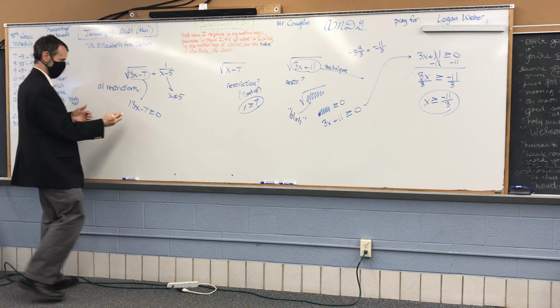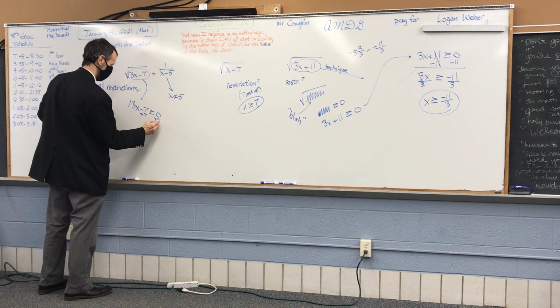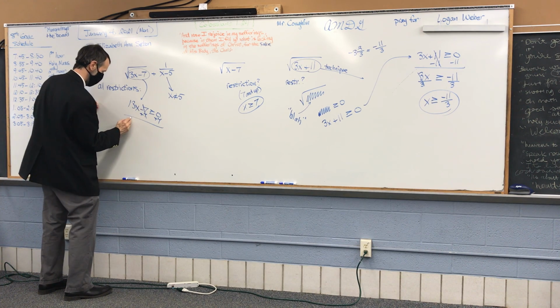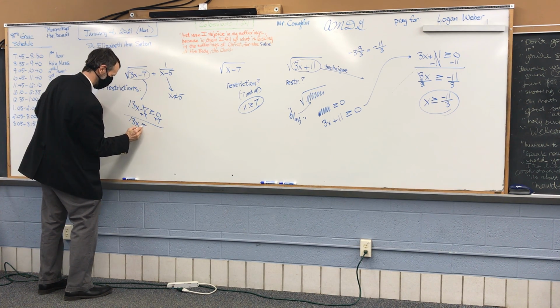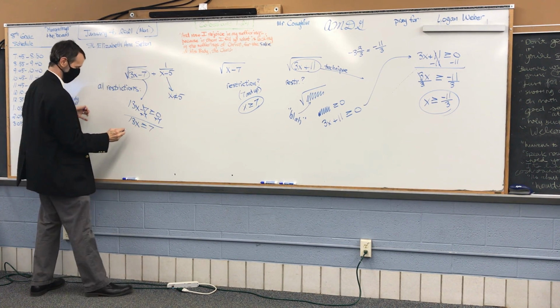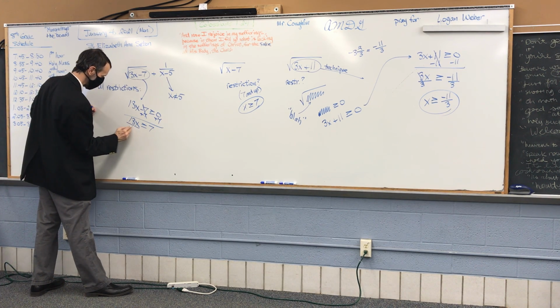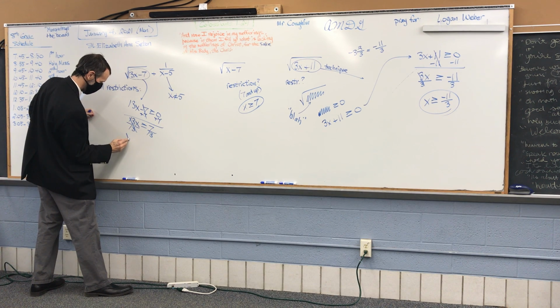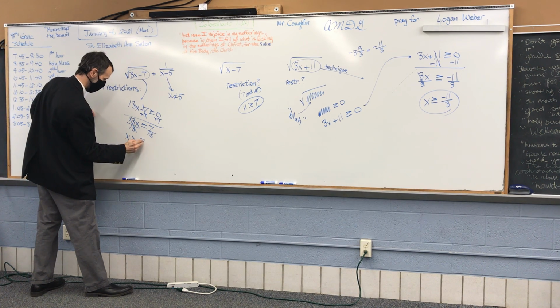Then you plus 7 on both sides, which cancels. So 13x is greater than or equal to 7. Keep going. And then divide by 13 on both sides. Just make sure you don't put an equals by mistake. And x is greater than or equal to 7 over 13. Done.